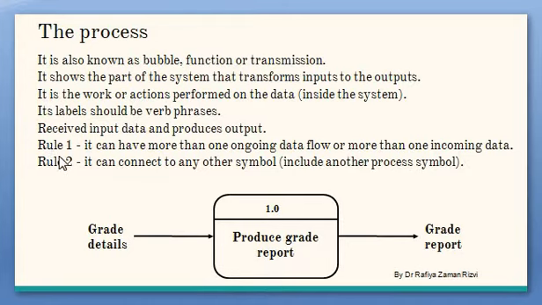Then there are two rules that have to be followed. First, it can have more than one outgoing data flow or more than one incoming data. Okay, so input can be more than one. It can connect to any other symbol including other process symbols. Okay, so the output from this can be sent to another process, and there can be multiple processes in a line. Okay, so these are the two rules that have to be followed while constructing a process.